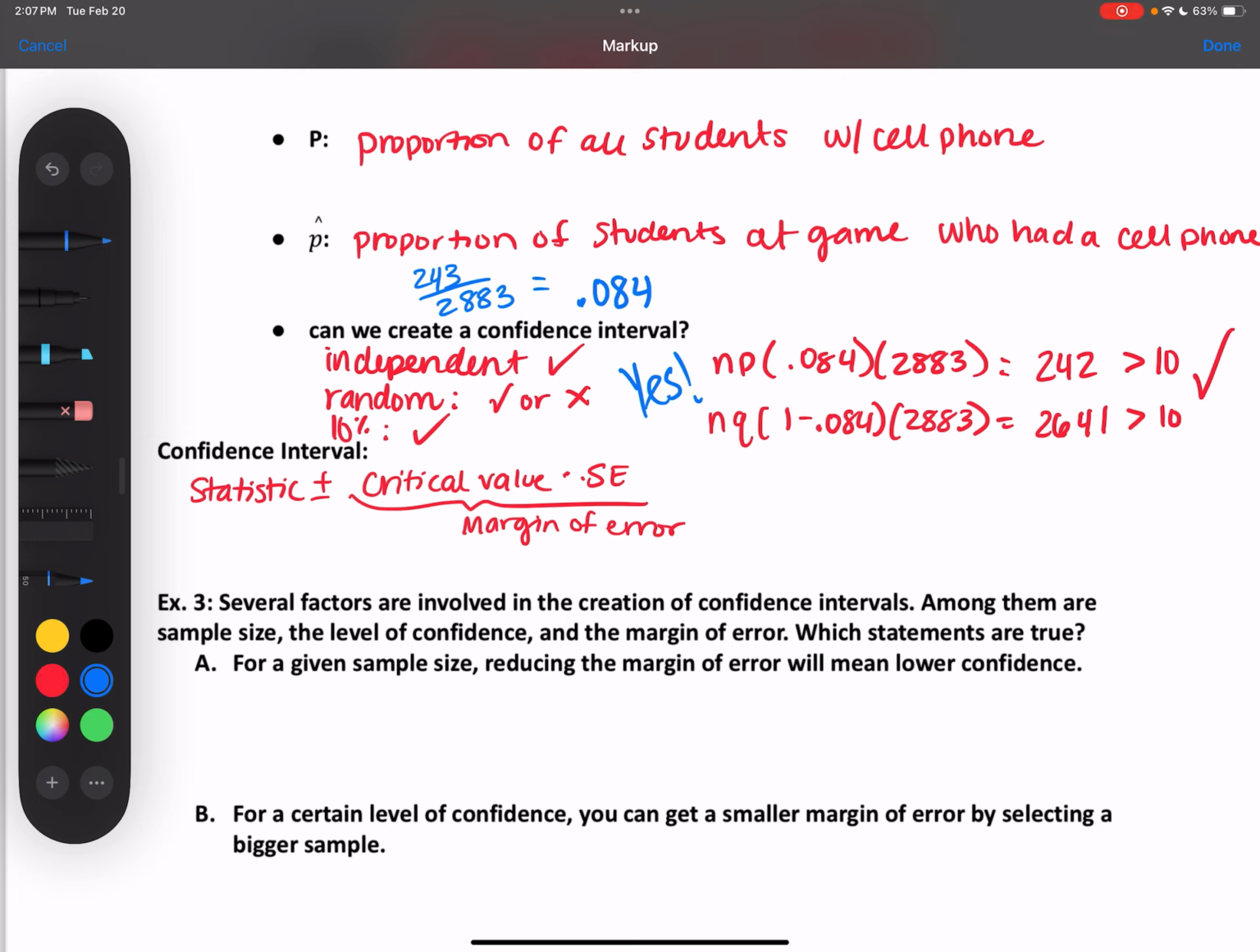In terms of, I guess, symbols instead of words. Confidence interval is equal to p hat plus or minus z star times the square root of p hat q hat over n.